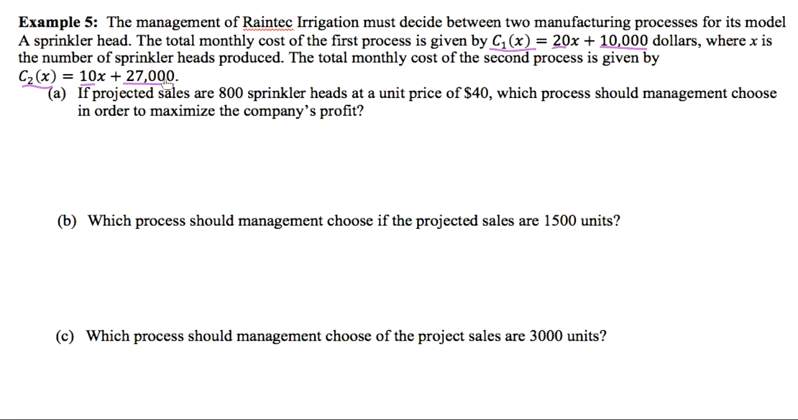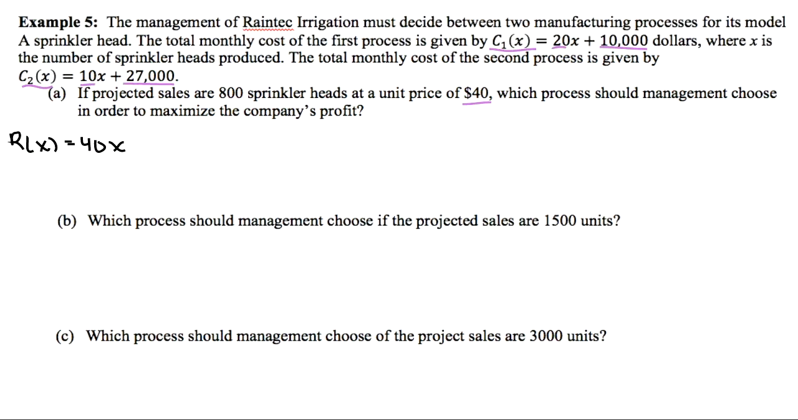So if we look at part A, it says if projected sales are 800 sprinkler heads at a unit price of 40, which process should the management choose in order to maximize the company's profit? Okay, so you could do this a number of different ways. What I'm going to choose to do on this one is I know that 40 is the selling price. So that is going to tell me over here that the revenue function is 40x.